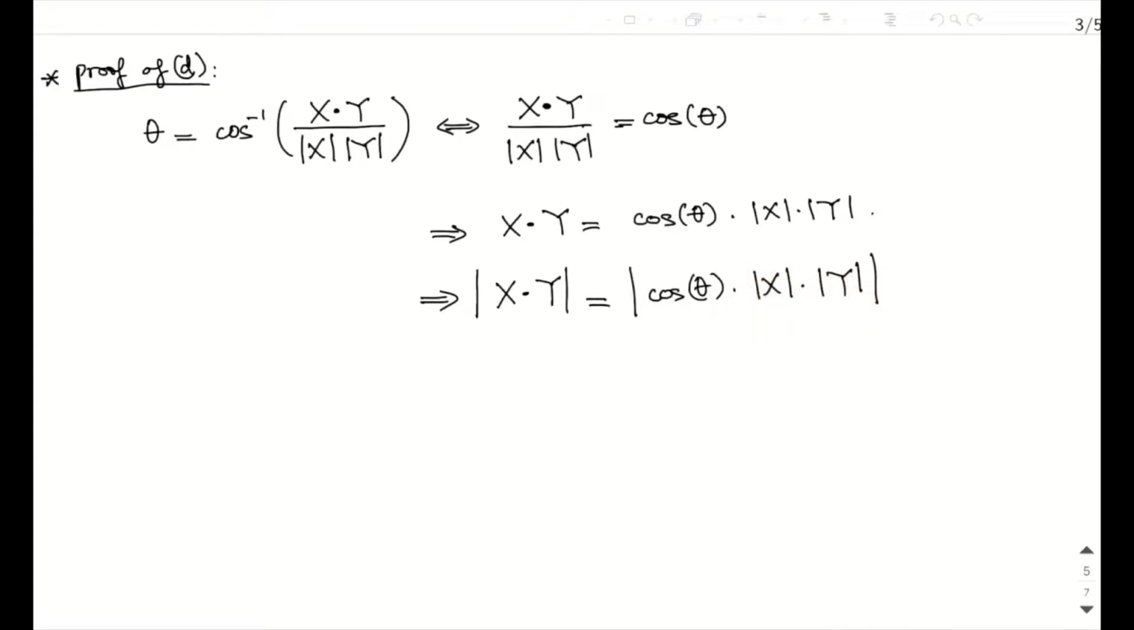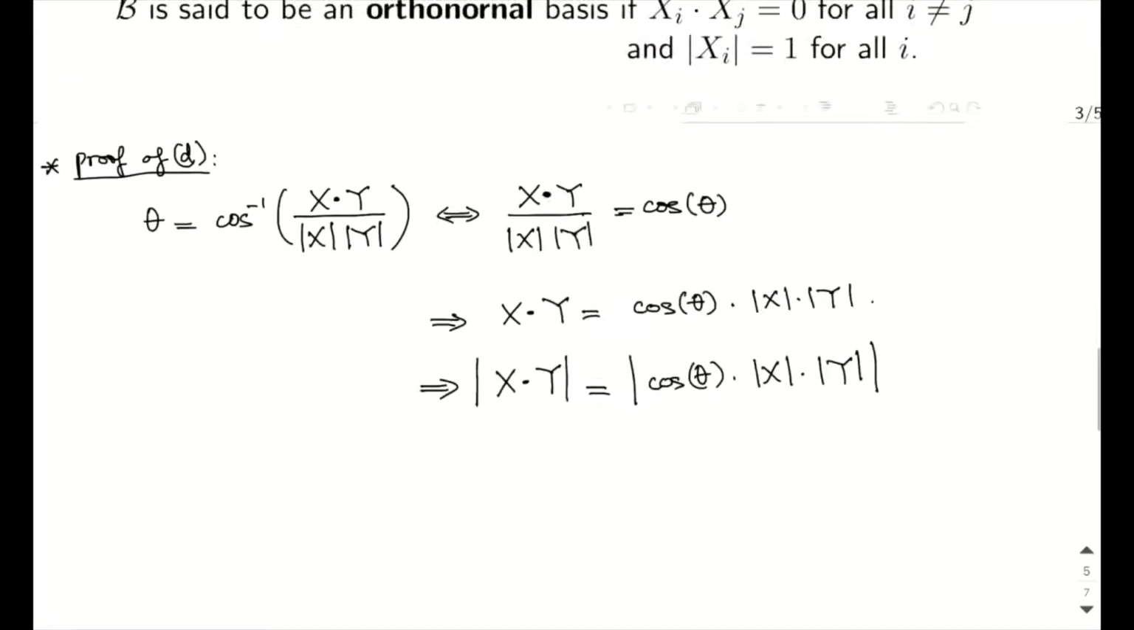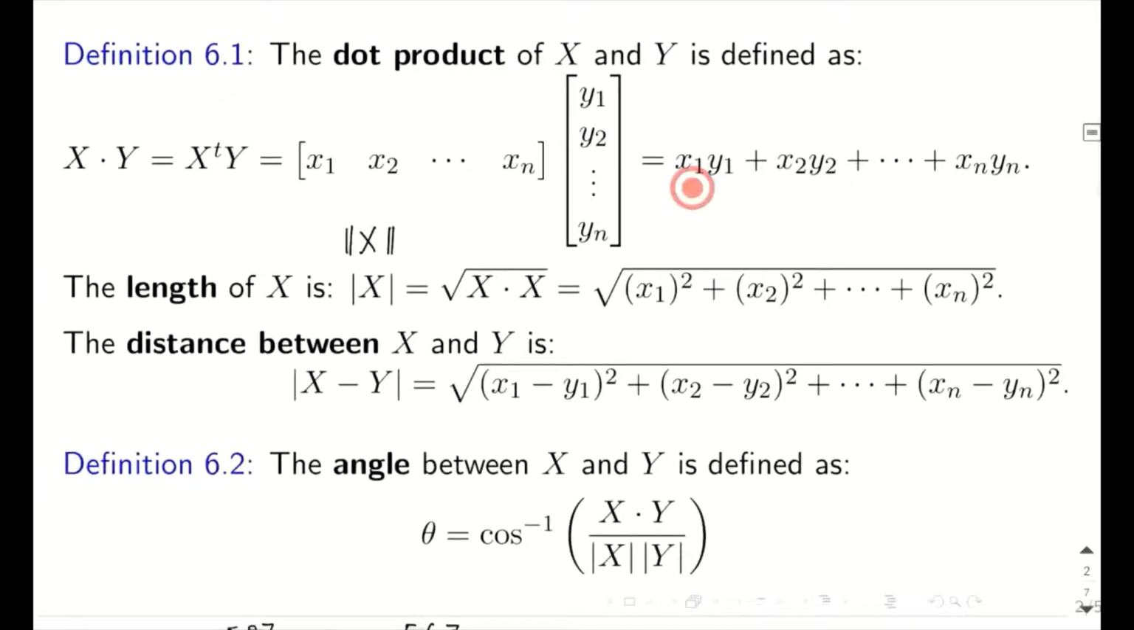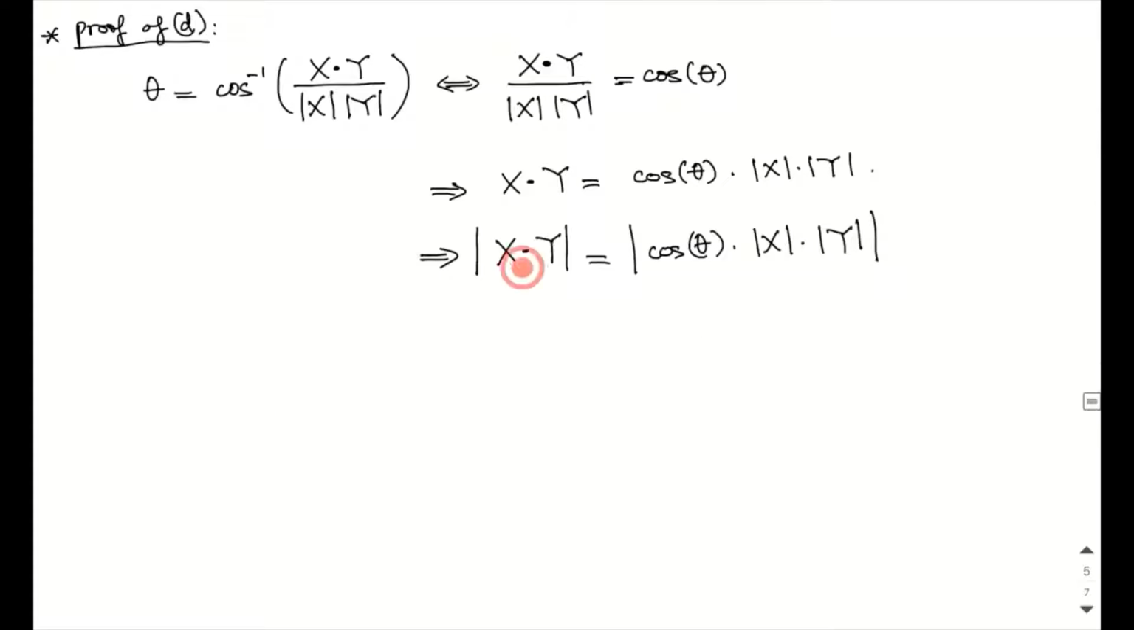Now, you look at this. When you dot product x and y, what you're going to get is a real number, right? You dot product, you get a real number. That is because you just multiply the entries and add the results. So at the end, whatever, it's going to give you a real number. Whenever the inside part is a real number, this notation means the absolute value.